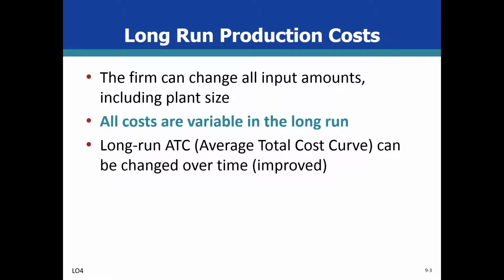In the long run, the firm can change all input variables, including plant size and equipment. In the long run, there are no fixed costs. It's all variable, both for increasing resources and, where it's warranted, decreasing resources, including buildings and equipment. Both management and the market can make these types of adjustments in the long term. Thus, the average total cost curve can be changed over time.